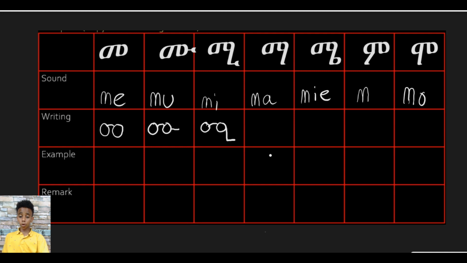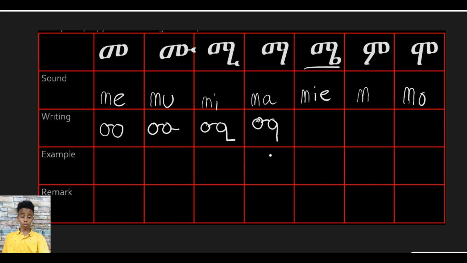Our fourth letter is the letter Ma, and Ma can be written by starting from the base, okay? Two circles, connect them. But instead of doing a capital L like we did over here, we're going to do a lowercase l, like this. Okay?